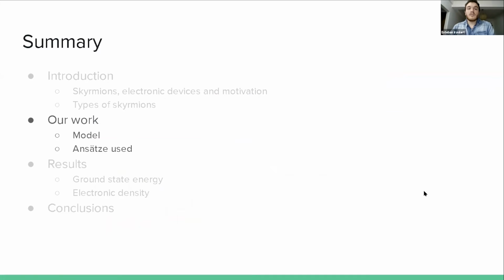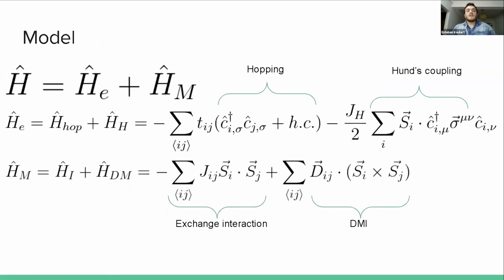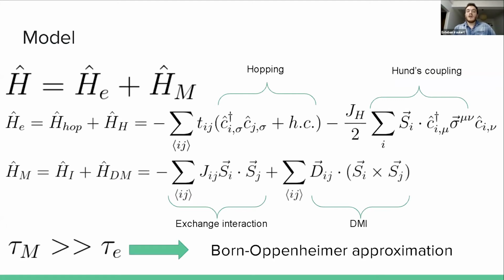I'm going to talk about our work now. We studied a Hamiltonian that's a sum of two Hamiltonians, one related to the electrons and one related to the magnetic degrees of freedom, that contains the hopping term, the Hund coupling, the exchange interaction, and the Dzyaloshinskii-Moriya interaction terms. Here we assume that the magnetic relaxation times are much greater than for the electrons, so we can use a Born-Oppenheimer type approximation and study only the Hamiltonian of the electrons, keeping the degrees of freedom of the magnetic lattice frozen.